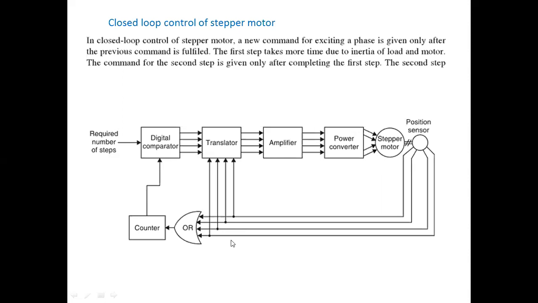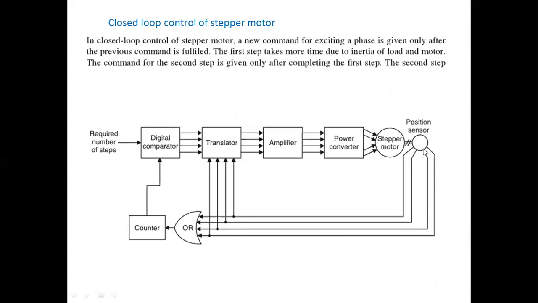Okay. Next, if you consider, this is the closed loop system, which has a position sensor, say a Hall effect sensor. The positioning sensor senses the speed or torque value of the stepper motor, and these give signals towards the OR gate, from the OR gate towards the counter, and towards the digital comparator. Here, the comparator compares the required number of steps we are giving. Suppose 60 steps we are giving towards the motor. Suppose this is the reference value.